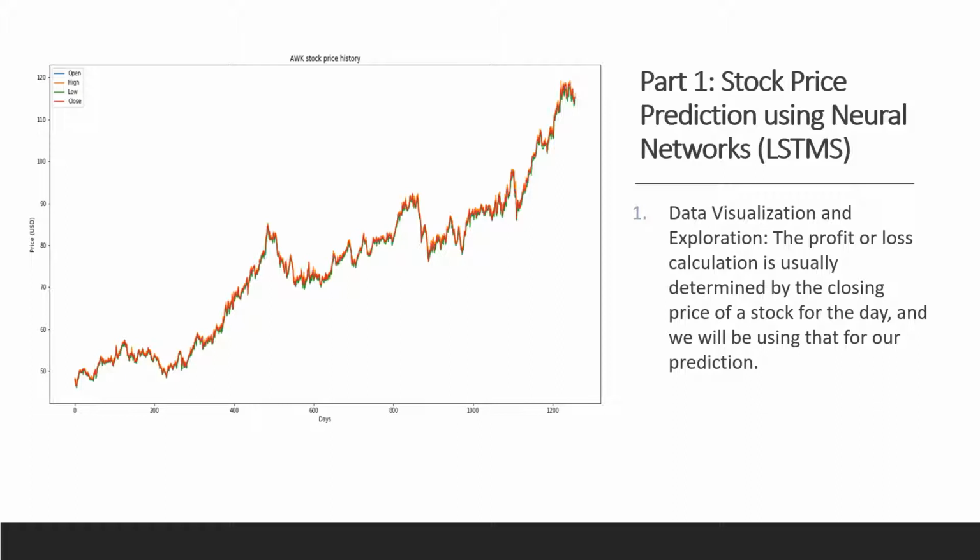As said earlier, we have a few steps in the stock price prediction in part 1. The first step is data visualization and exploration. The profit or loss calculation is usually determined by the closing price of a stock for the day, and we will be using that for our prediction in the future.